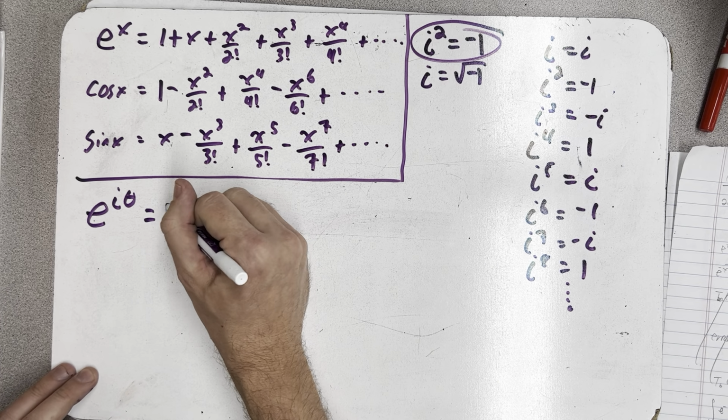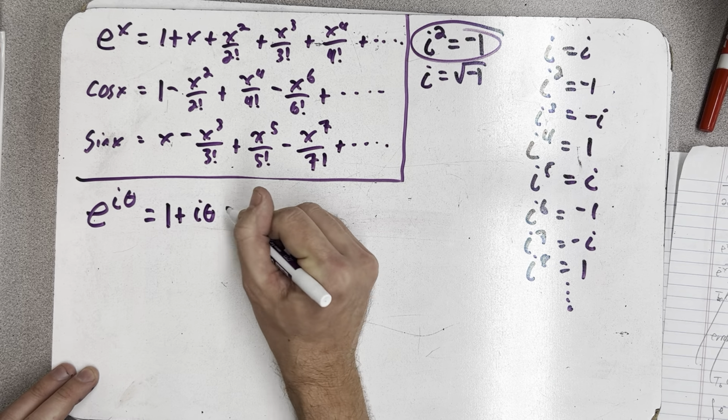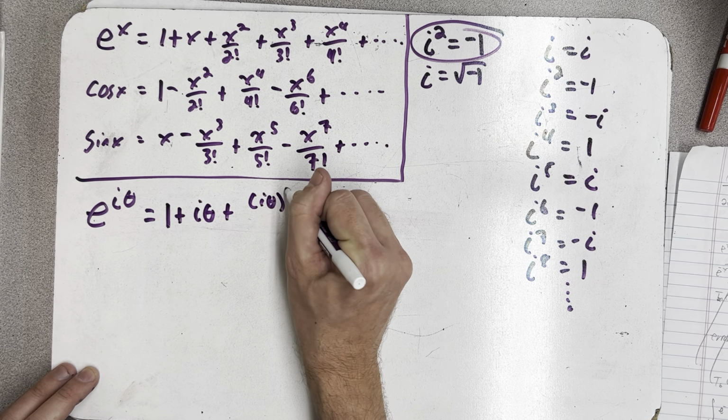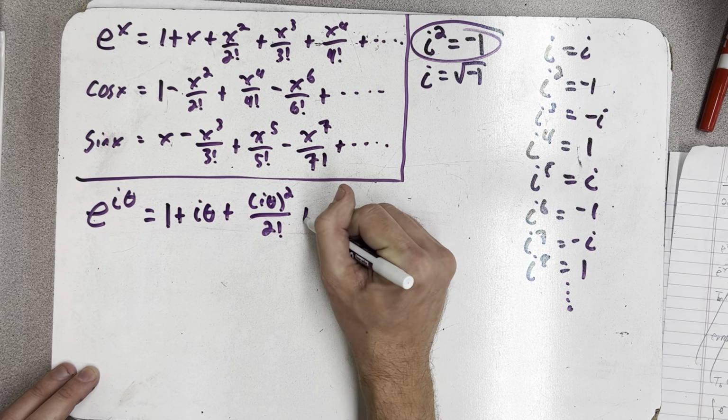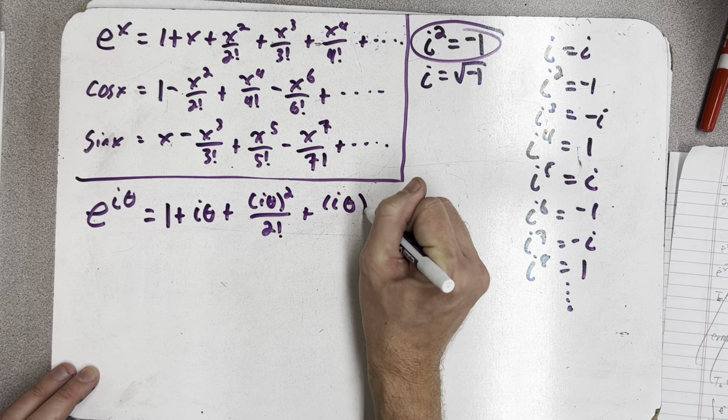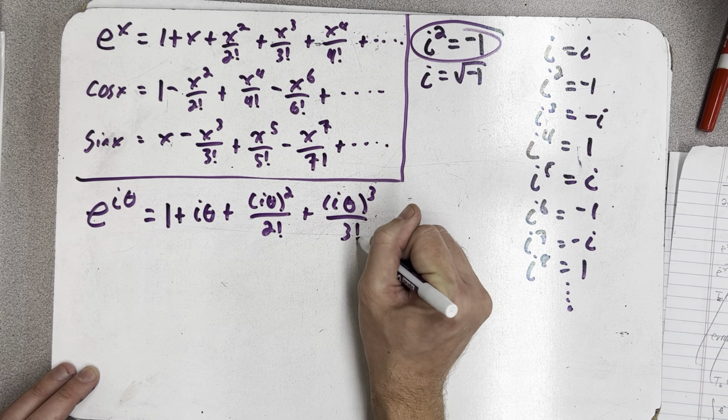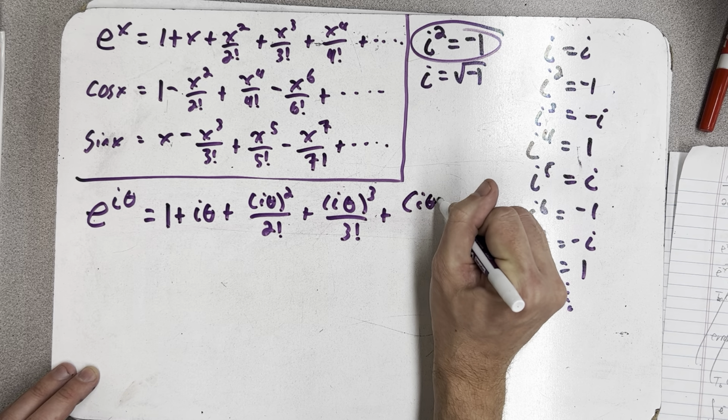So all I have to do now is do the replacement. Everywhere there is an x, I'm supposed to replace it with an i theta. And so if I just do that as, I guess, naively as possible, right now it would look something like this.